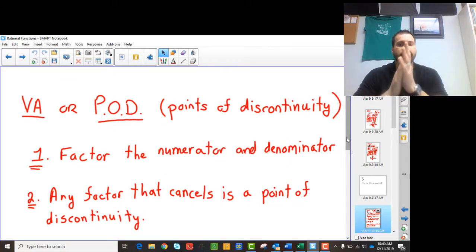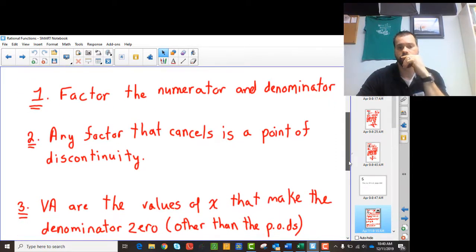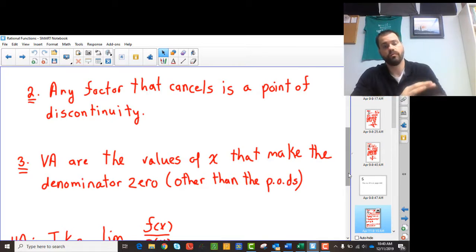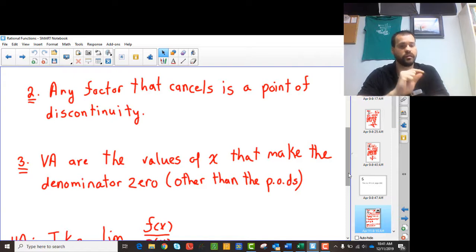If anything cancels out, so if there's a factor that the numerator and denominator share, then that becomes a point of discontinuity. If there isn't one, then whatever other factors are on the bottom become the vertical asymptotes. So that's the step-by-step process. Now we'll do an example so you can see how this works. Basically, you factor. Anything that cancels is a point of discontinuity. Anything that does not cancel on the bottom is a vertical asymptote.